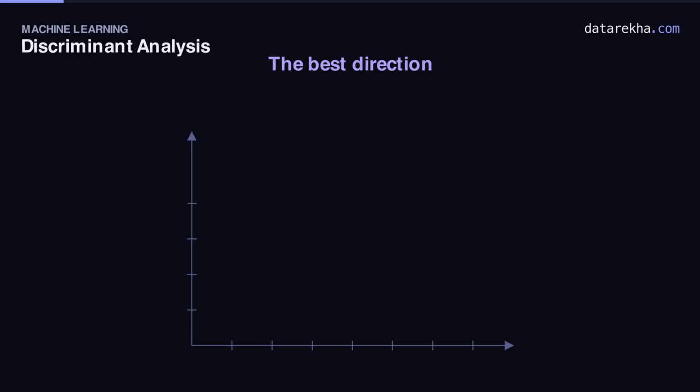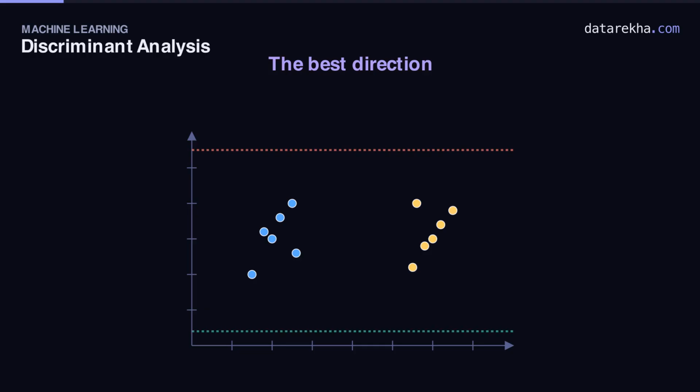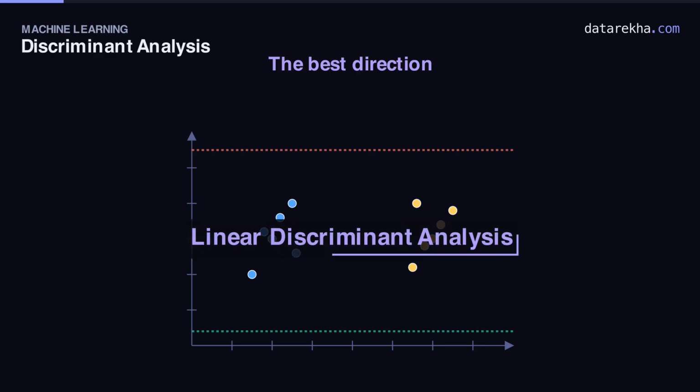Here are two groups of labeled points on a plane, one class in blue, one in gold. And here is the question that runs this whole lesson. Suppose we want to squash all of this down onto a single line, from 2 dimensions to 1. Which direction should that line point so that afterwards the two classes stay as far apart as possible? Finding that best separating direction is exactly what linear discriminant analysis does. It uses the labels, so it is supervised, and it gives you both a classifier and a way to reduce dimensions.